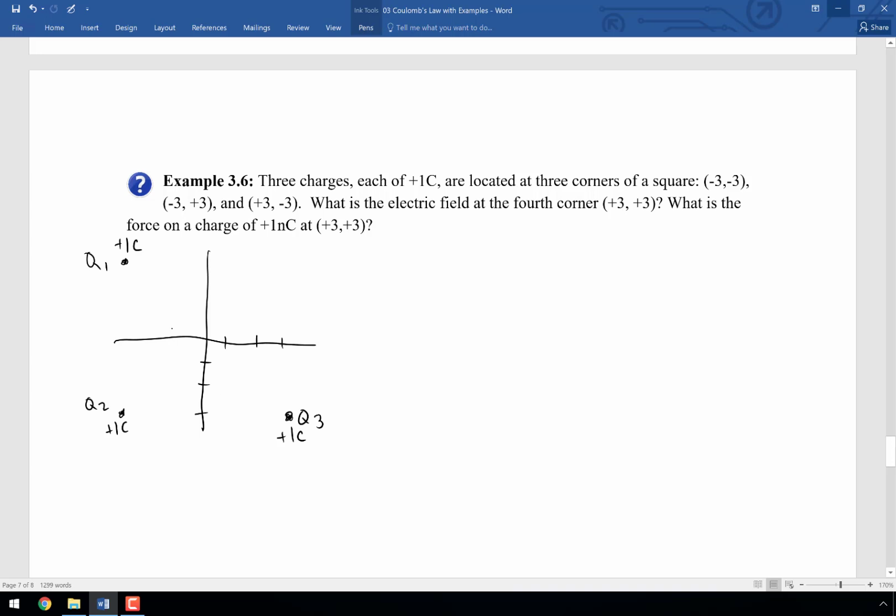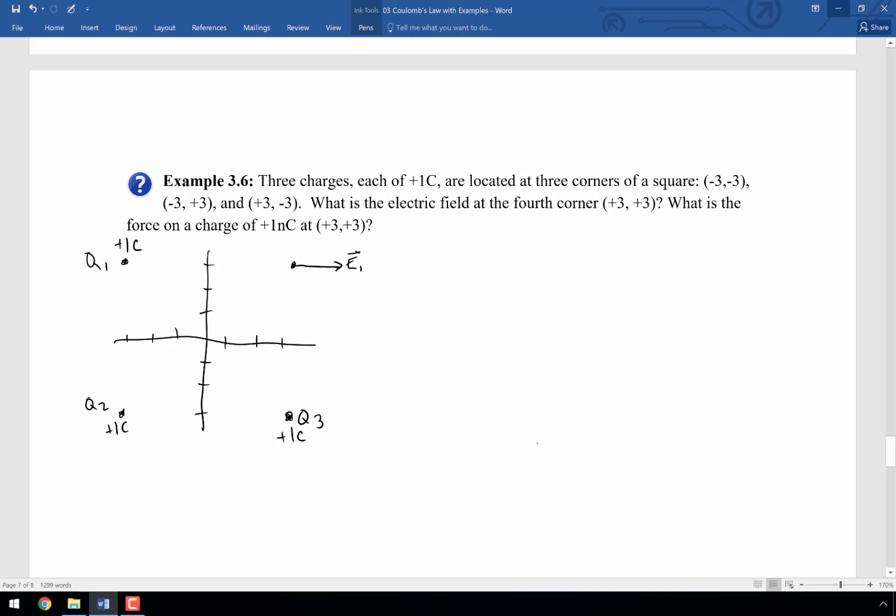Let's do one more example. This one's going to have 3 charges rather than 2. We're going to place these 3 charges at 3 corners of a square. So I'm going to have a charge here, a charge here, and a charge here, and then the question is, what is the electric field at the 4th corner of the square? So let's name these 3 charges.